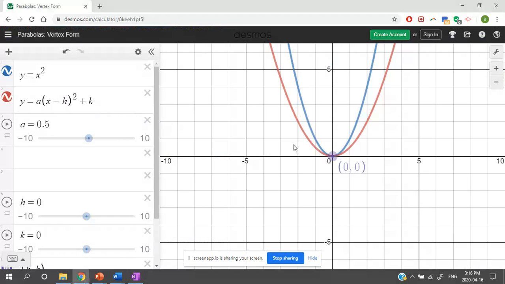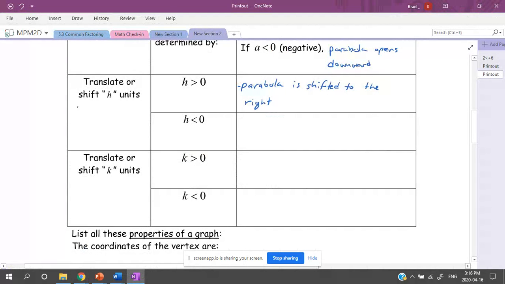In the formula, it's a times x minus h. So let's say it was y equals 2(x minus 8) squared plus 2. And I said, what's h? You might want to say that it's negative 8, but it's actually not. So the formula is x minus h, so you're subtracting whatever h is. So what is h then? H is actually a positive 8. So that one's kind of confusing.